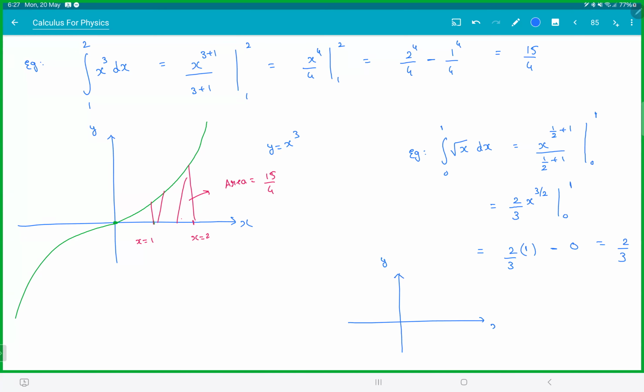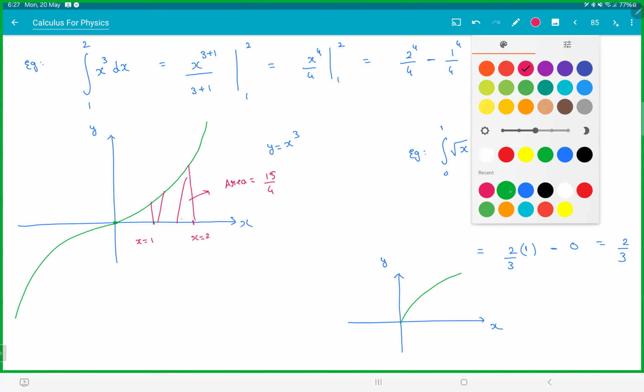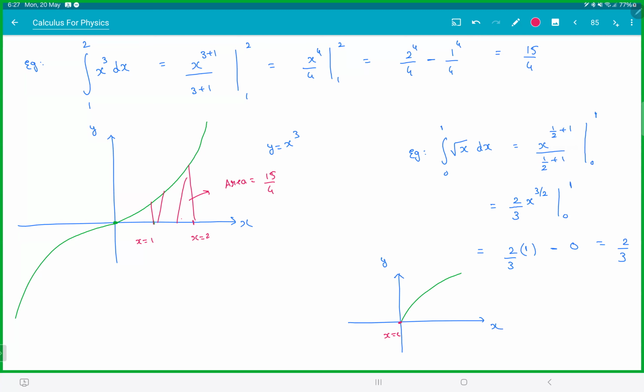Same thing here. If you try to put this graph, y is equal to root x, the graph would look something like this. So you are asking me to find the values from 0 to 1. So this area was 2 by 3. That is the meaning of this. So now we have an ability to find area under any curve.